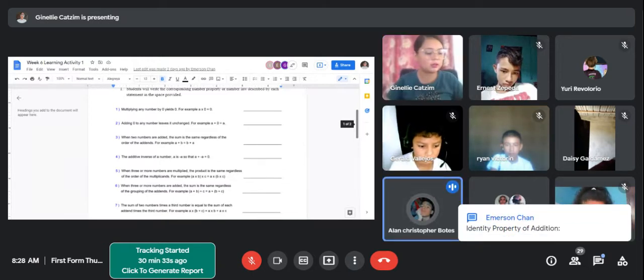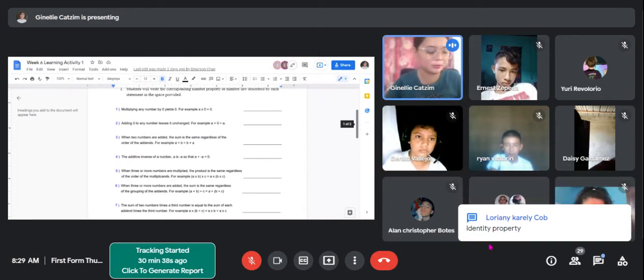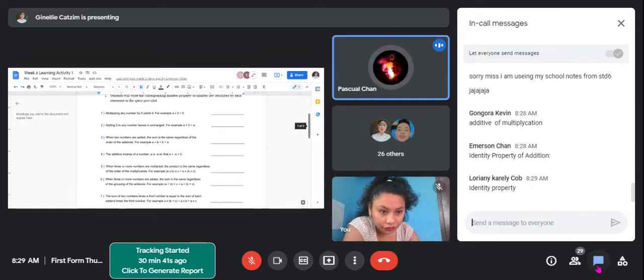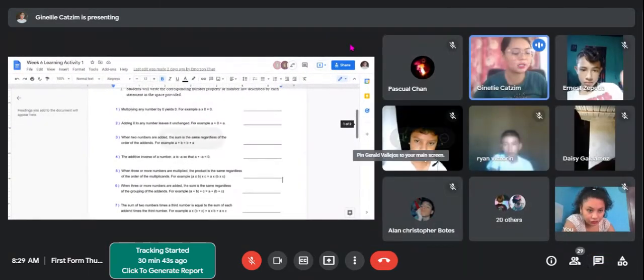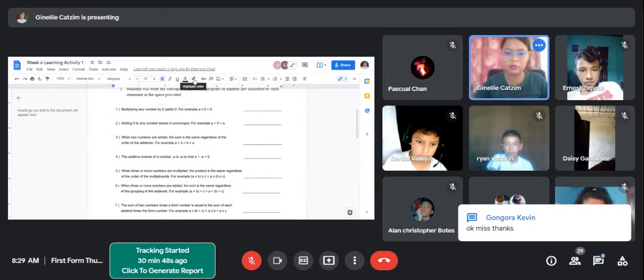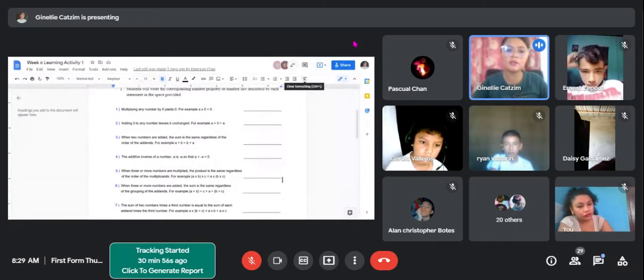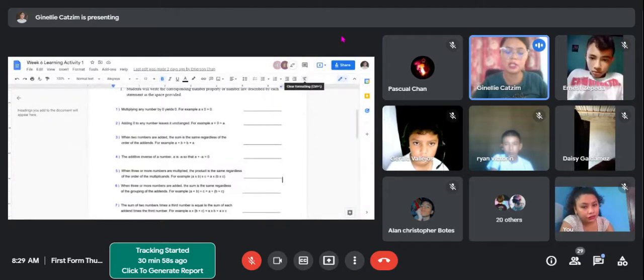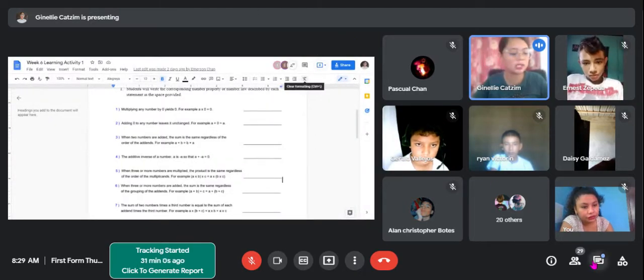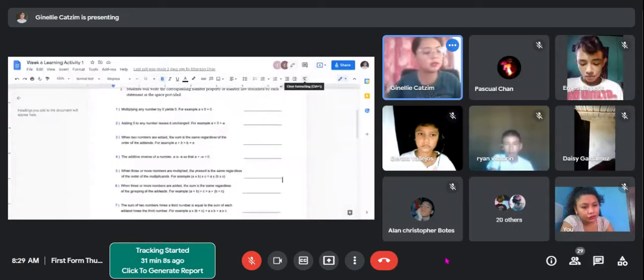Give me a second. Okay, but they have already answered for you. So here it is, the identity property of multiplication. And the second one, adding 0 to any number leaves it unchanged. For example, a plus 0 equals a. Which one is that? I have in my list, the second one is Amirani.